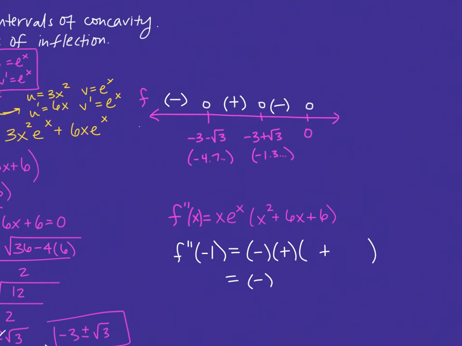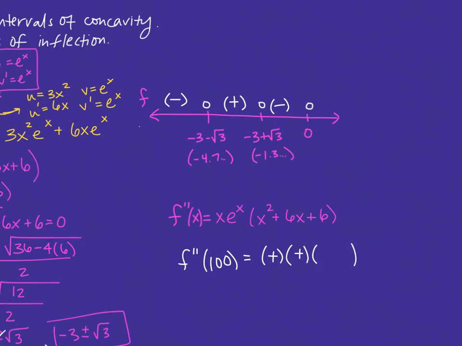And lastly, the last one should be easier because we can just plug in any positive number, anything to the right of 0. So I will plug in 100 just to have fun with it. So if we plug in 100, we'll have a positive, and then e to the 100's positive. And then in this last one, we'll have, wow, 100 squared, that's huge, right? Then we'll have plus another 600 plus 6 more. So that's positive. So right here in this interval, we are positive.